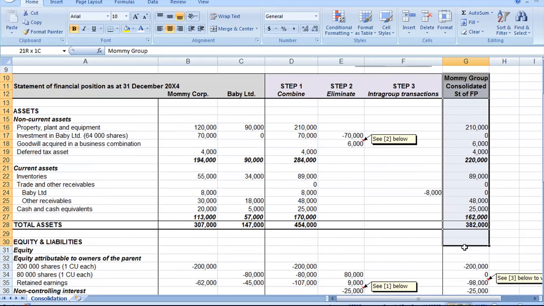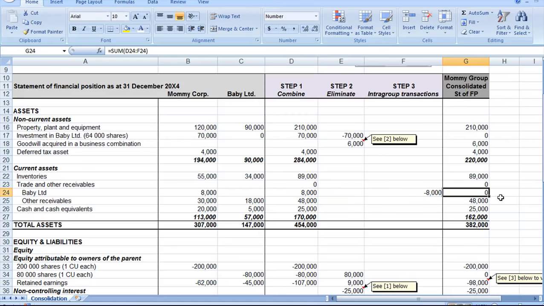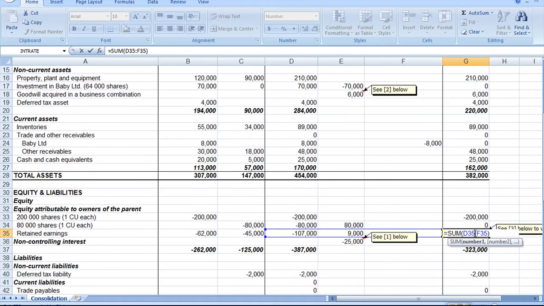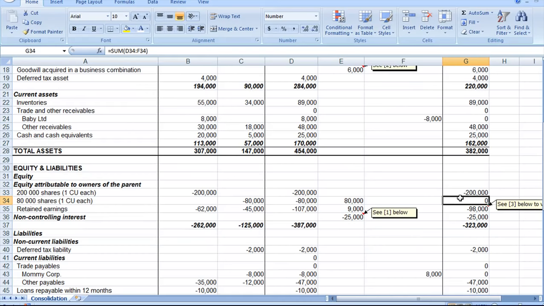The last column is Mummy Group's consolidated statement of financial position, right? So we simply add the combined numbers with the adjustments and okay. So now look, mommy's financial investment in baby is zero. So is the baby's share capital, and that's great, that's okay.